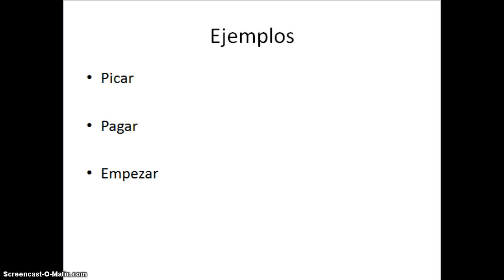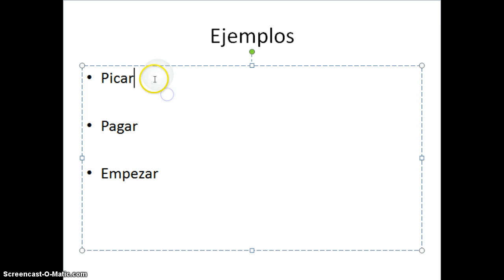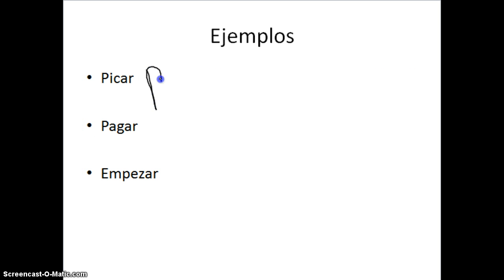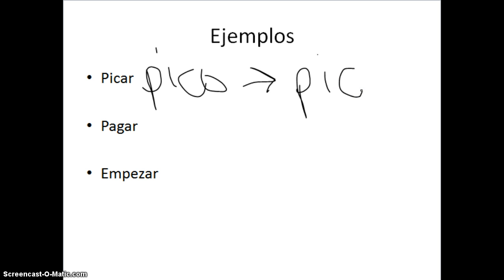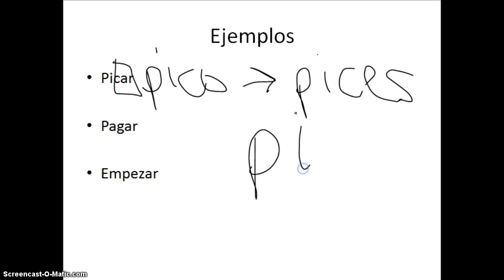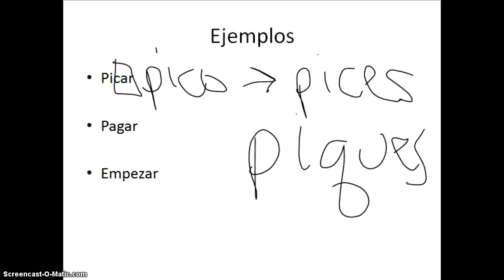Alright? So let's do some examples. So we have picar. So we put it in the yo form. Pico. And then we change it to, because it's AR, we know it needs to be es. But now this is pices, and we want piques. In order to make it piques, we have to do q-u-e-s, piques. Okay? And then we add our no before.